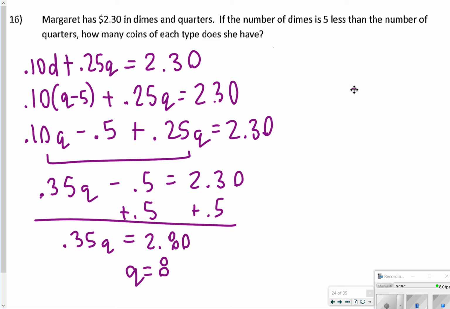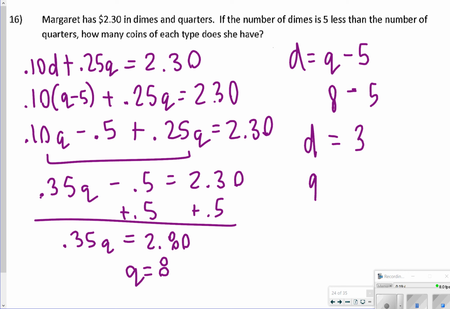So if I have Q is equal to 8, what I can go back and do, I know that the number of dimes is 5 less than the number of quarters. Dimes is 5 less than quarters. So I can just plug in my 8 quarters, 8 minus 5. So the number of dimes is 3 and quarters is 8.